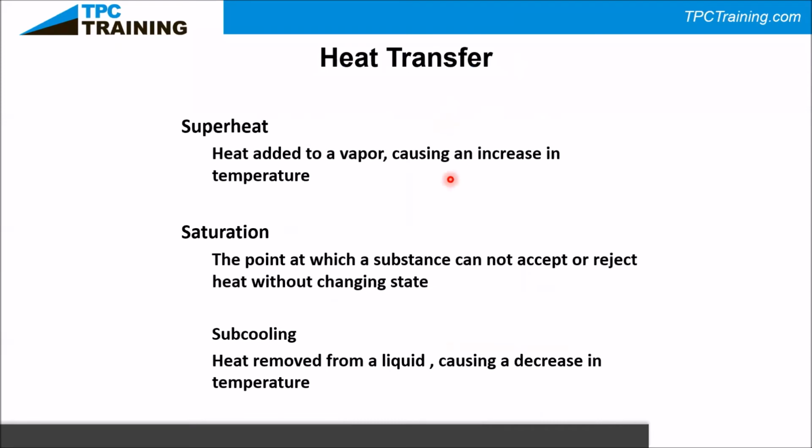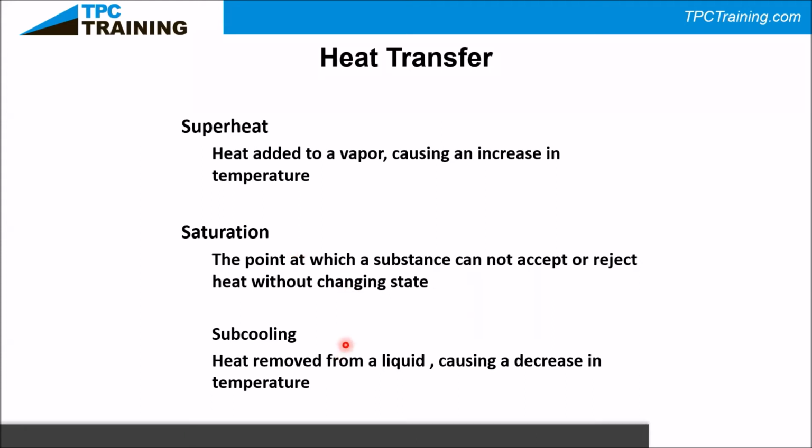Superheat, again, is found in the evaporator. It's heat added to a vapor causing an increase in temperature once we've gone above our saturation temperature. So saturation would be where we're changing state, and superheat is once it's no longer changing state. It's 100% vapor on the outlet of the evaporator. The extra heat we're adding is our superheat. Superheat is important because, as I said, you can compress a vapor, you cannot compress a liquid. So I want to make sure we have 100% vapor feeding into my compressor.